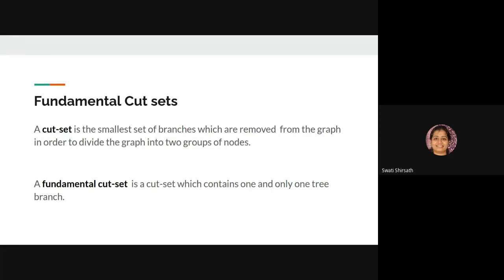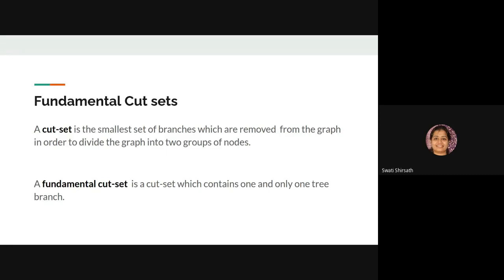A cut set is the smallest set of branches which are removed from the graph in order to divide the graph into groups of nodes. Or in simple language, just to disconnect a connected graph. It's like you're connecting four cities with roads, but you're disconnecting two roads among those four cities, so that those four cities get divided into two groups of nodes. This is called a cut set.